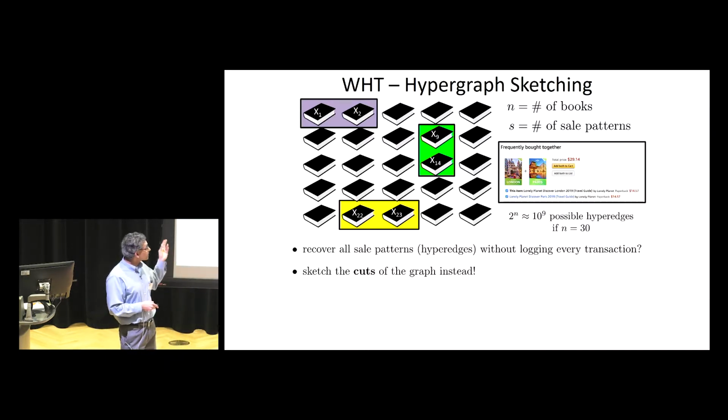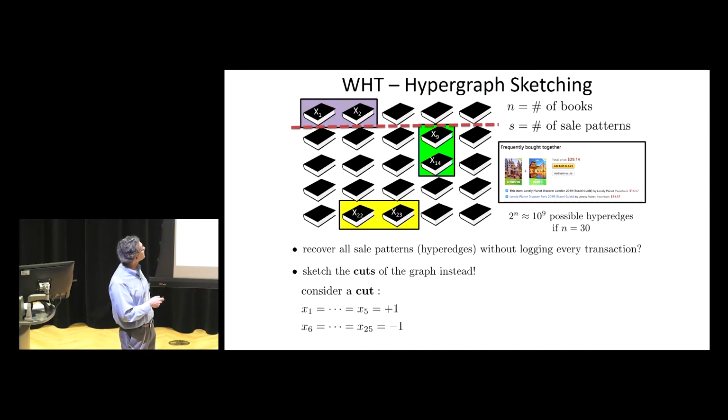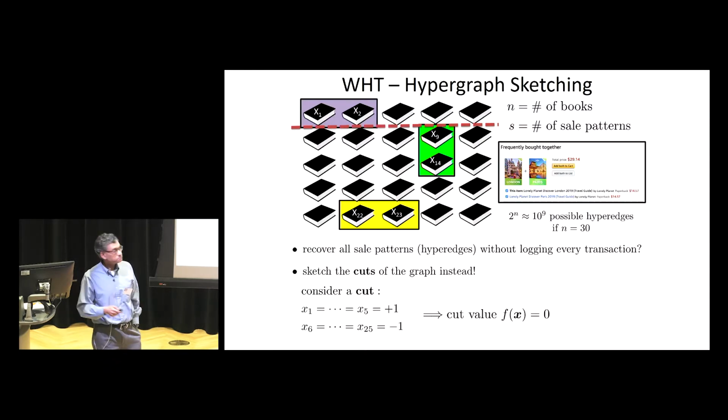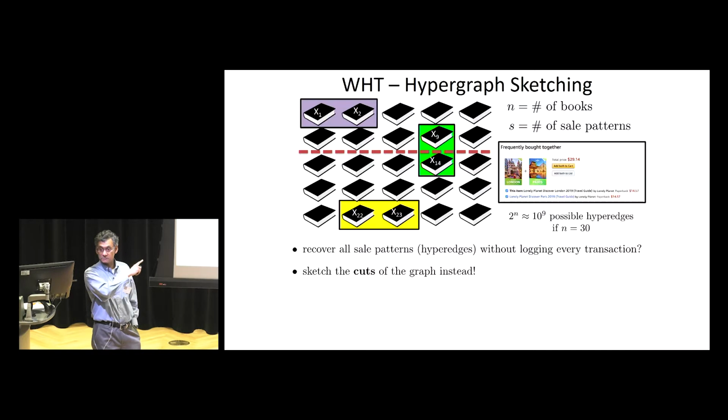Now, if you want to recover all the sale patterns, can we do this without logging all the transactions? So it turns out a convenient data structure for doing that is a graph cut. So if you sketch the cuts of the graph instead of doing this, so what's a cut? Well, literally, it's a line, and you count how many edges are crossing the cut. So make everything above the line +1, everything below the line -1. So 1 through 5 are +1, 6 through 25 are -1. And what do you get? Well, there's no cut, so this cut value is 0. What about there? Well, this cut value is 1, because that line is bisecting X9 and X14.